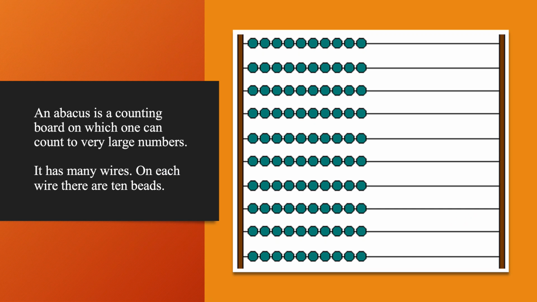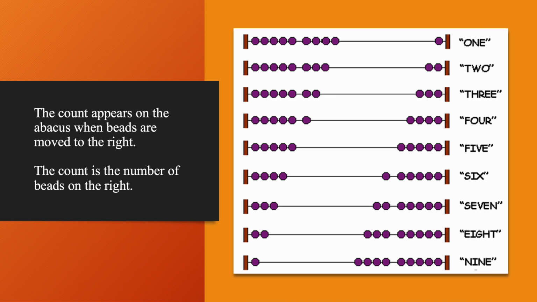An abacus is a counting board on which one can count to very large numbers. It has many wires. On each wire, there are 10 beads. The count appears on the abacus when beads are moved to the right. The count is the number of beads on the right. 1, 2, 3, 4, 5, 6, 7, 8, 9.